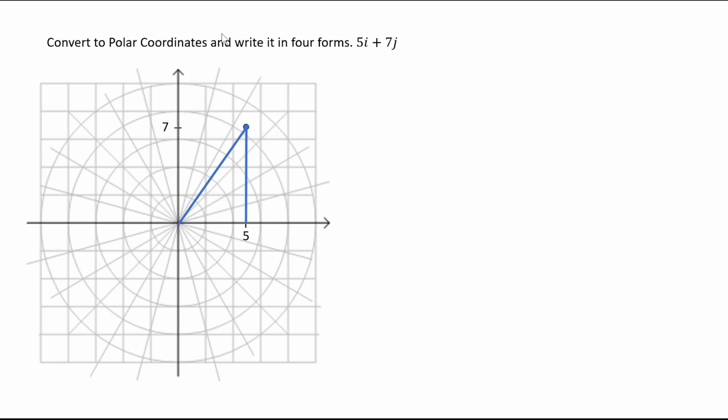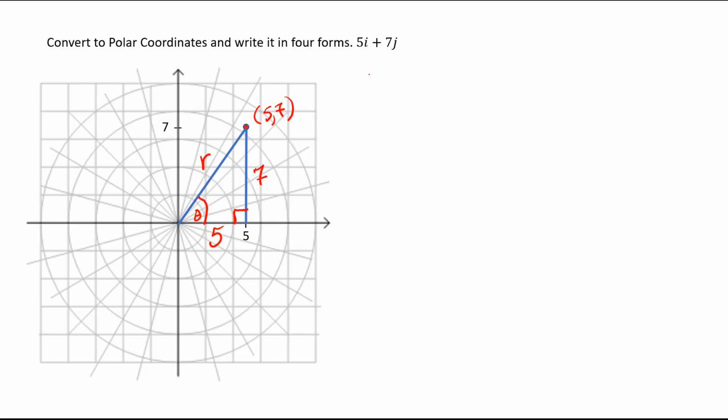Okay, so we have 5i plus 7j, and we want to write that in polar coordinates. So we graph the point (5, 7) right here, and we want to write that in terms of theta, this angle right here, and r, which is the length of this line that goes from the origin up to the point. So to do that, we have this right triangle drawn. We brought the altitude down to the x-axis, and this short leg is 5 and the long leg is 7.